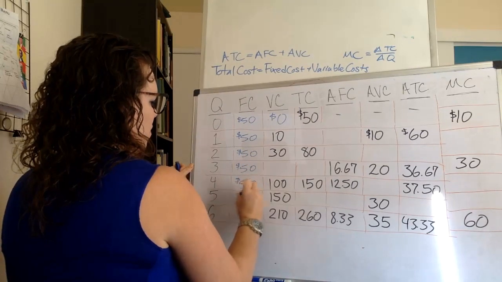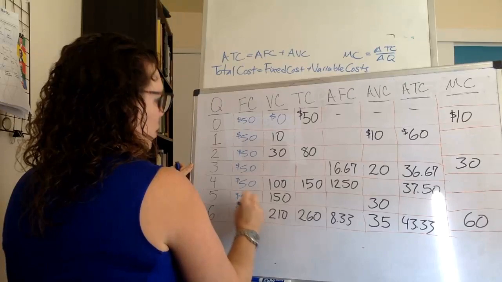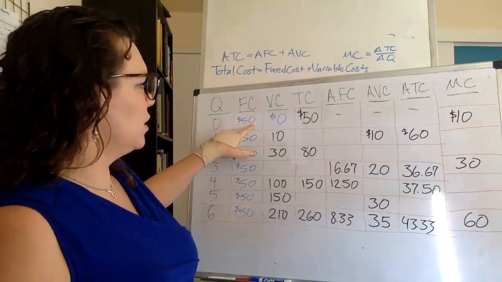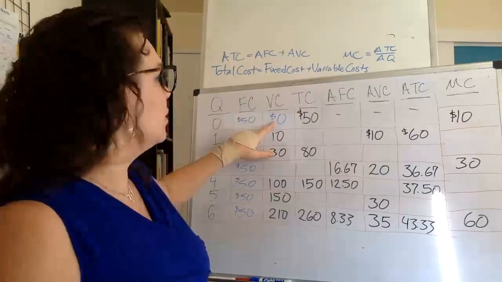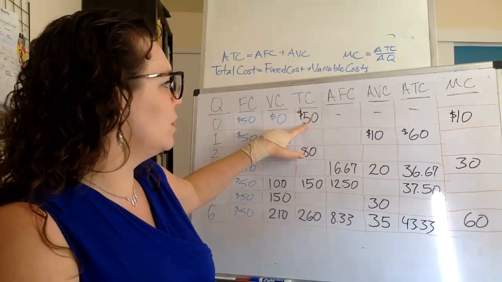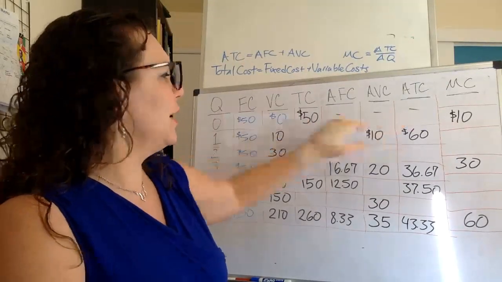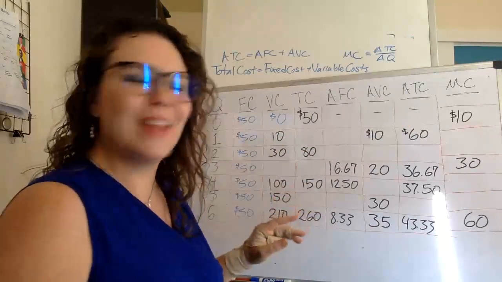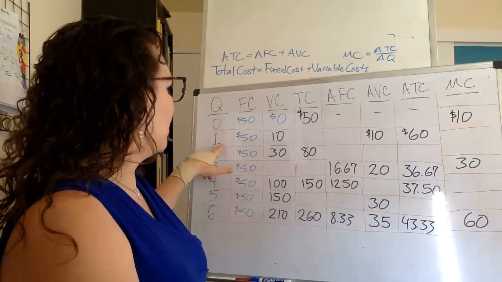There we go. And then we want to go through and see what else we can fill in. So at a quantity of 0, fixed costs are $50, variable costs are $0, total cost is $50. And there are no averages because we're not going to divide any of these by 0, right? That's mathematically impossible.